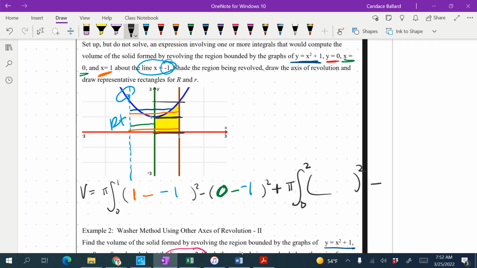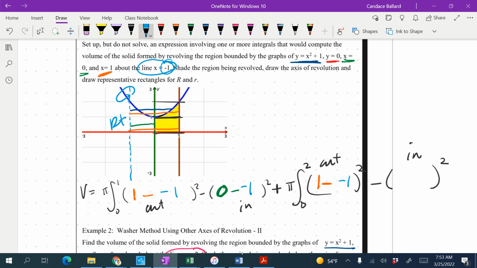We're going to set up our inside function and our outside function. So this was out, and this was in. This is going to be out, and this is going to be in. All right, this time our brown is the outside function because it's further away from our axis of rotation. So we know that that is the line x equals 1. Then I'm going to subtract my axis of rotation, which is -1. So it looks the same as in the other one.